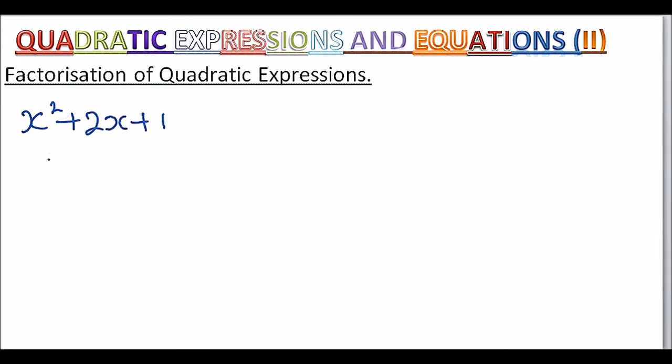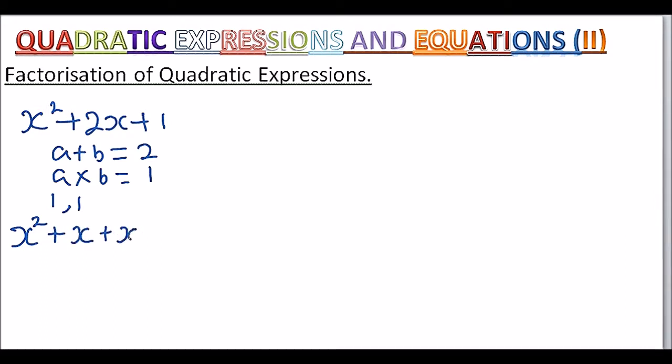For us to factorize this, we need two numbers such that when we add the two numbers, a plus b, this should give us 2. When we multiply the two numbers, a multiplied by b, it should give us 1. So we can take 1 and 1. When you add 1 plus 1, you get 2. 1 times 1, you get 1. So we rewrite our quadratic expression like this: x squared plus x plus x plus 1.